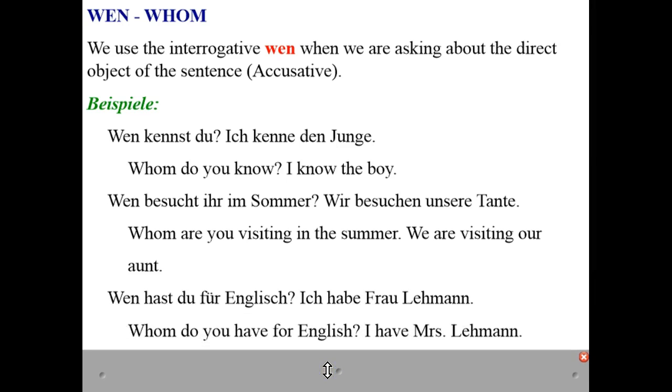Wen hast du für Englisch? Ich habe Frau Lehmann. Whom do you have for English? I have Mrs. Lehmann. I have. Whom do I have? Mrs. Lehmann is the direct object, so we use the interrogative wen.